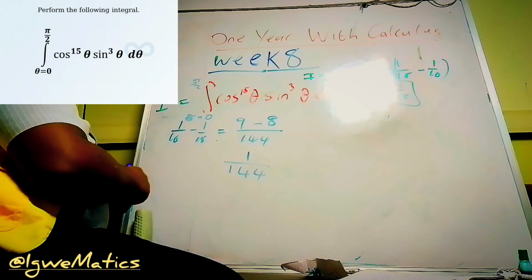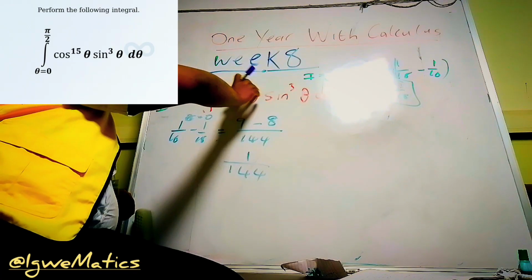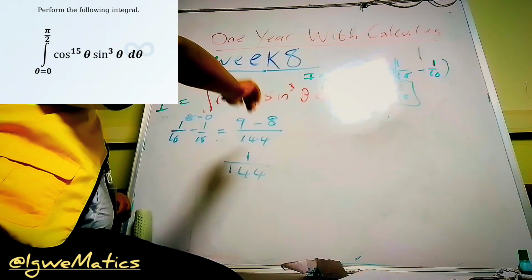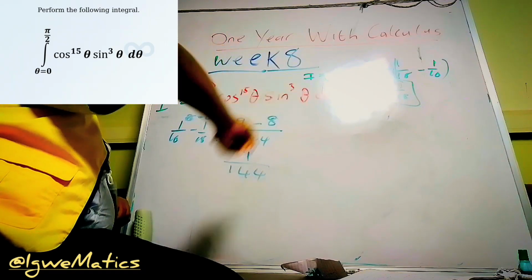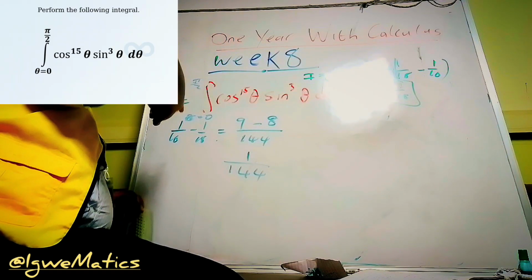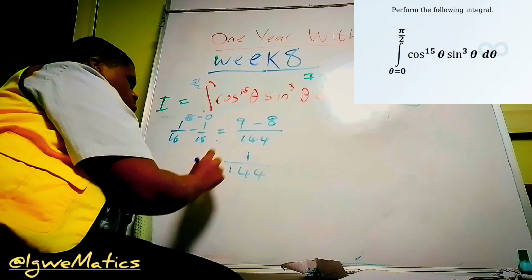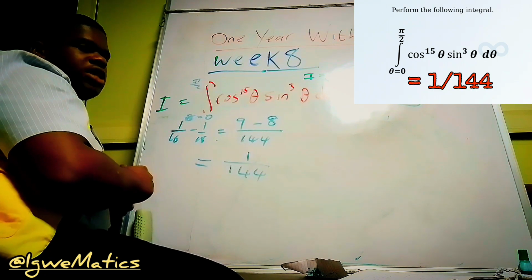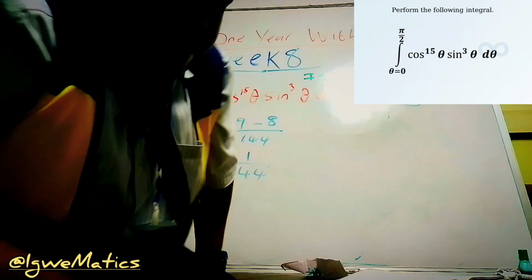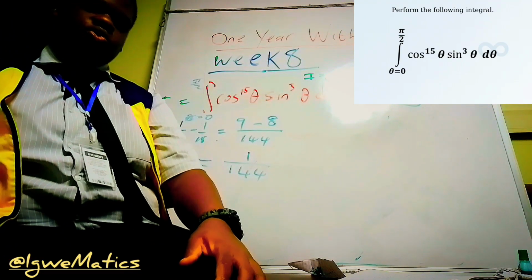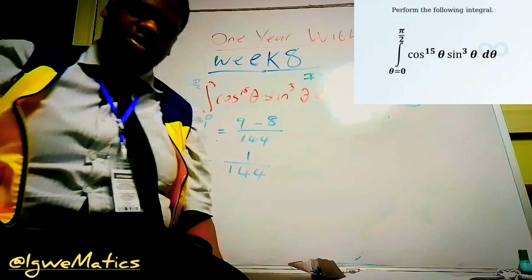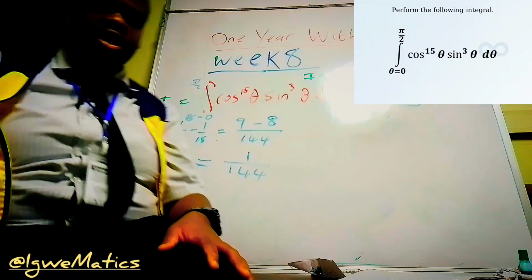So the integral of cos to the power of 15 theta times sin to the power of 2 theta d theta, from theta equals 0 to theta equals pi over 2, is equal to 1 divided by 144. I hope you enjoyed solving this question, and get ready to see you in year 1 calculus week 9. Thank you.